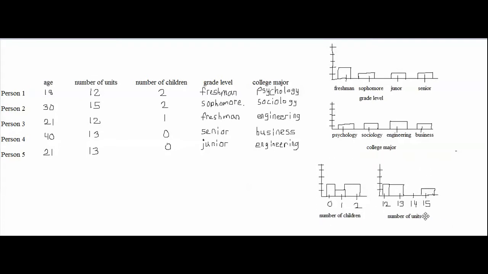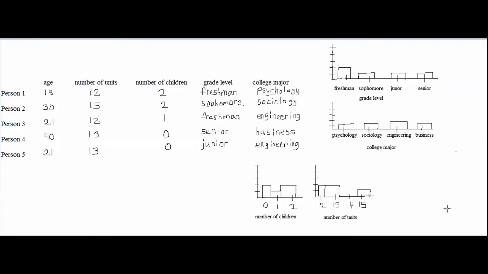I'll move these over so I have more room. Now let's make a histogram for age. Here we have a column of numbers where it's not very easy to make a histogram like we did here, where we just mark off all of the different whole numbers between the lowest and highest values. The reason why is because the values go all the way from 18 to 40. So it would be a very long graph if we marked off every number between 18 and 40.